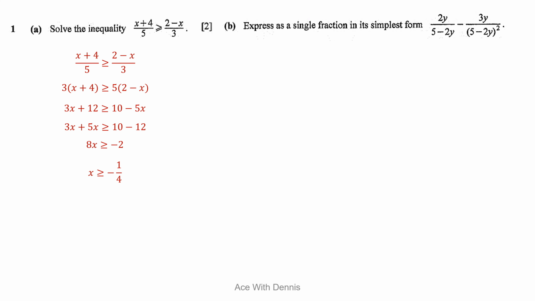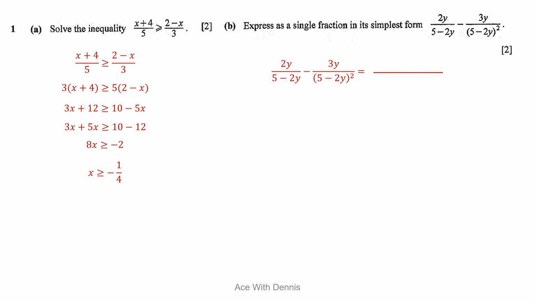B. Express as a single fraction in its simplest form, 2y over (5 minus 2y) minus 3y over (5 minus 2y) squared. 2 marks. So this is an algebraic fraction, and we need to simplify the fraction given. From here, we can see that the denominator for the first fraction is 5 minus 2y and the denominator for the second fraction is (5 minus 2y) squared.